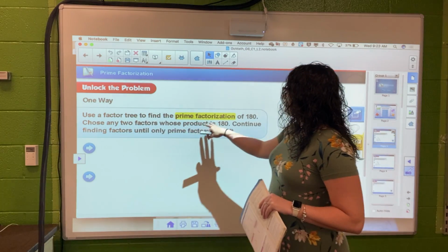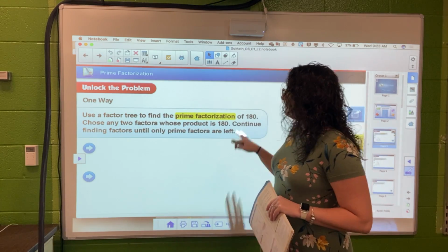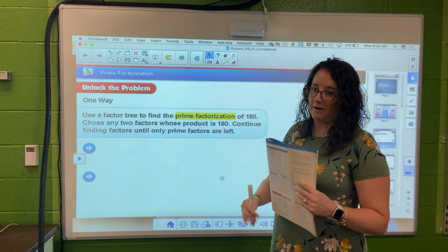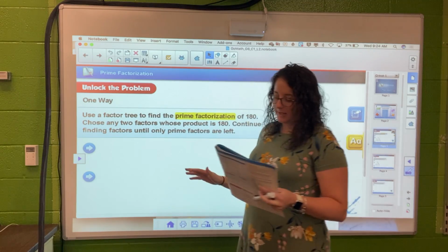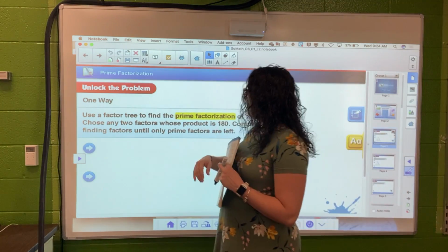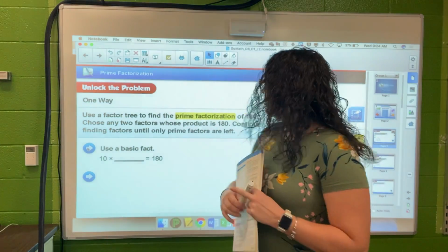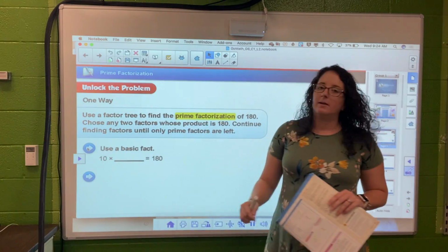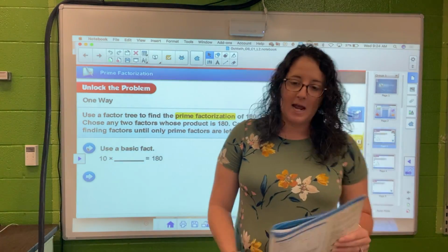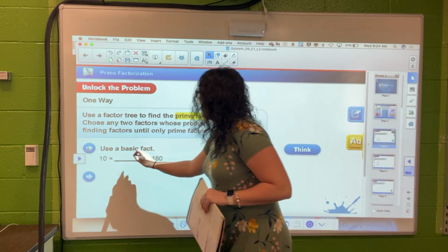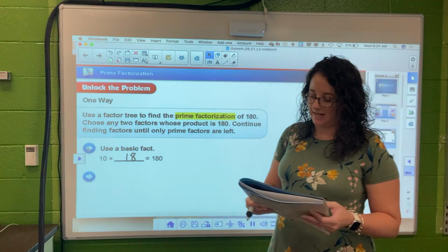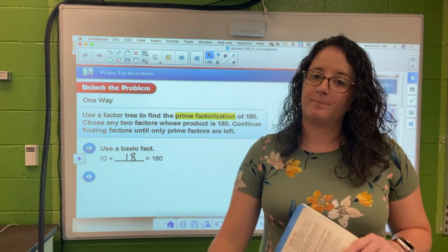Choose any two factors whose product is 180. Continue finding factors until only the prime factors are left. So one way we can do this is looking at our number and seeing that it ends in a 0. So we can use a basic fact. We can think, okay, 10 times what is going to give me 180? And it's going to be 10 times 18. So that's what we're going to put in that blank there. 10 times 18 gives us 180.